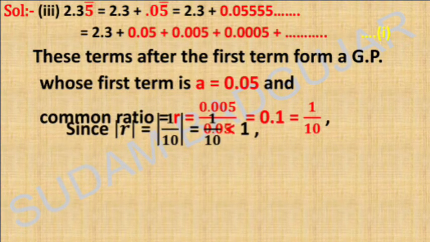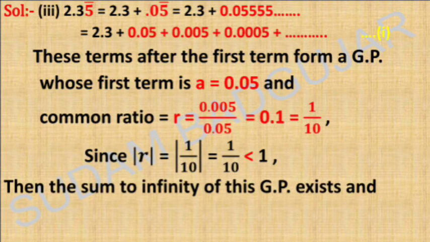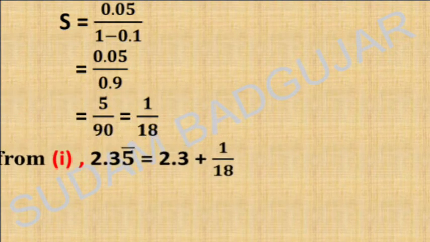Since the absolute value of R, 1 upon 10, is less than 1, hence the sum to infinity of GP exists and its value is S equal to A upon 1 minus R. Now we will substitute both the values here. Therefore S is equal to 0.05 upon 1 minus 0.1, and that is nothing but 0.05 upon 0.9, which is equal to 5 upon 90, that is equal to 1 upon 18 after simplifying.